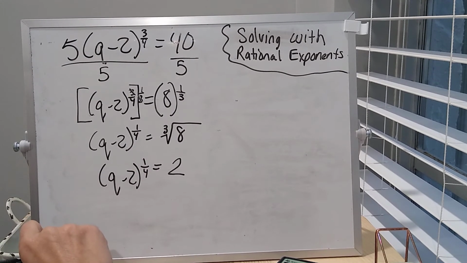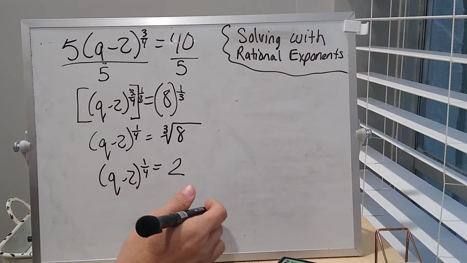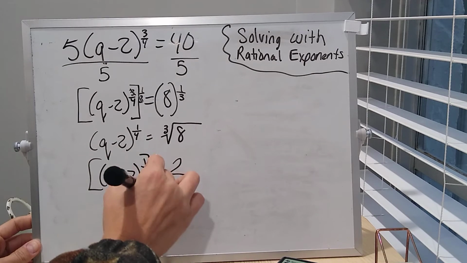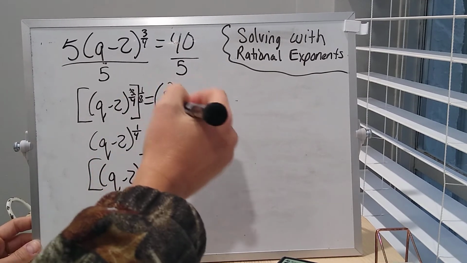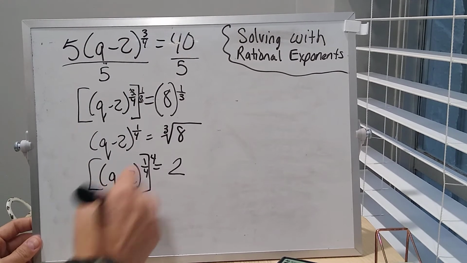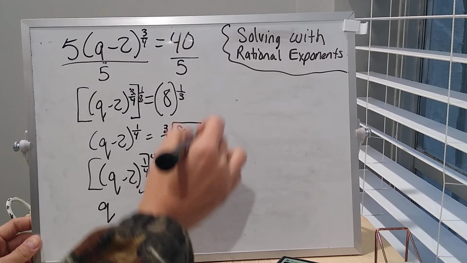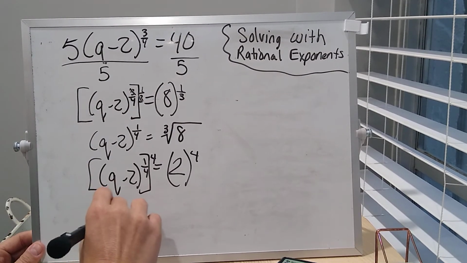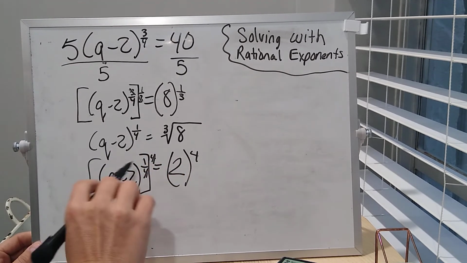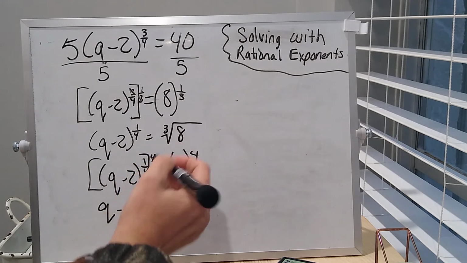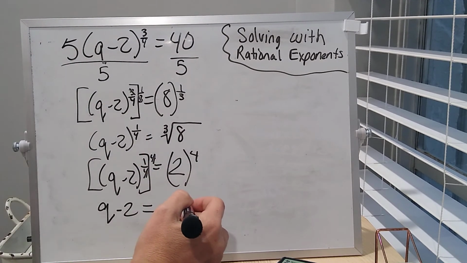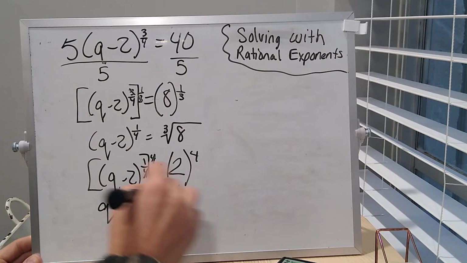Okay, now we are at q minus 2 raised to the 1/4 equals 2. How do we get rid of that 1/4? What times 1/4 equals 1? 4. Okay, so we're going to raise it to 4, because remember, an exponent raised to another exponent, you just multiply them together. Raised to the 4th, what you do to one side, you must do to the other. These cancel out, so we are left with q minus 2 raised to the 1st power, so that's itself, equals 2 raised to the 4th power, 16, we just did that.